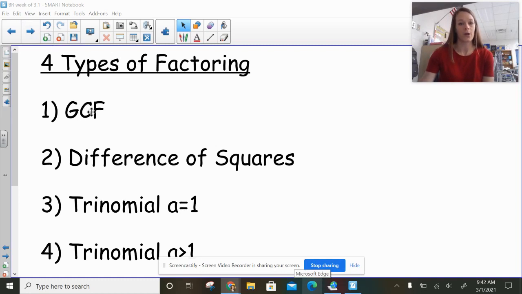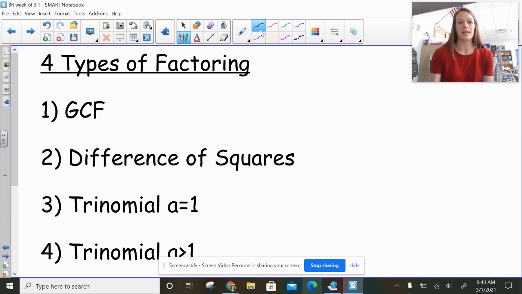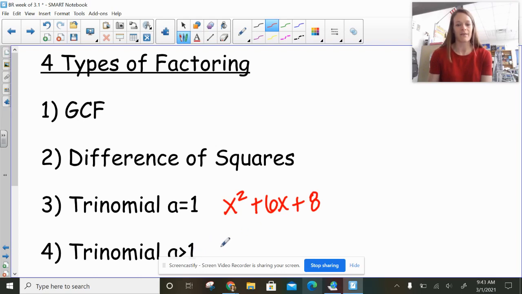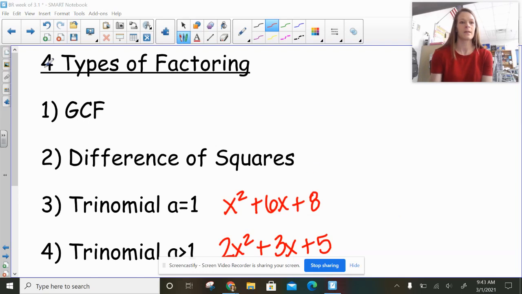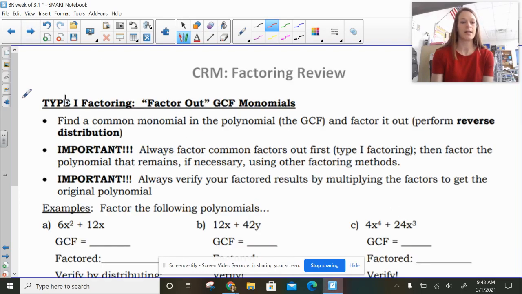The first thing we're going to talk about is the greatest common factor, then your difference of squares, then your trinomial where a equals 1. I mean basically something like x squared plus 6x plus 8. And then trinomial where a is greater than 1, meaning the very first number, it might be 2x squared plus 3x plus 5. Okay, so let's take a look at our greatest common factor.